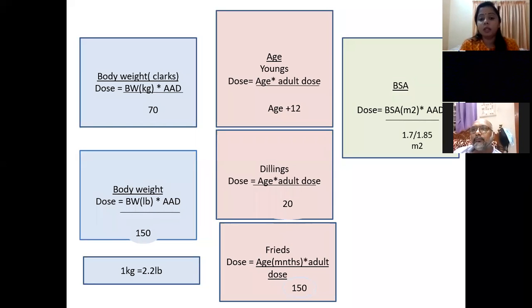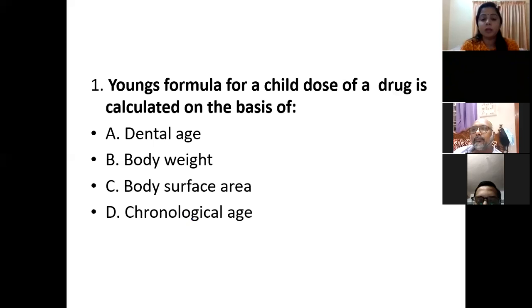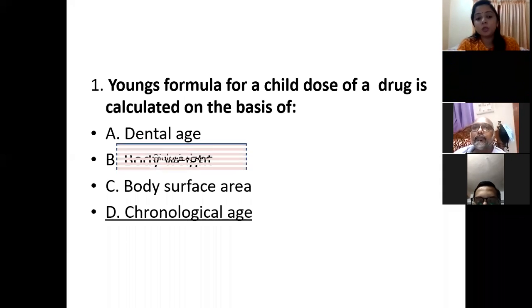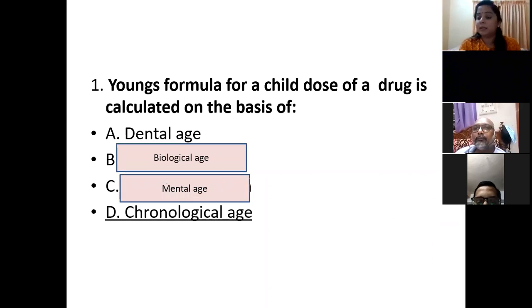In detail, we'll go on in the regular classes. So when Young's formula is asked this many times, you're supposed to know all these formulas. Anything can be asked in a reverse manner. Okay. So now you can attempt this question. Young's formula for a child dose of a drug is calculated on the basis of dental age, body weight, body surface area, chronological age. So it's clear. It is chronological age. Now, what if the options were given as option A, dental age, B, biological age, and C, mental age? What will be the answer?